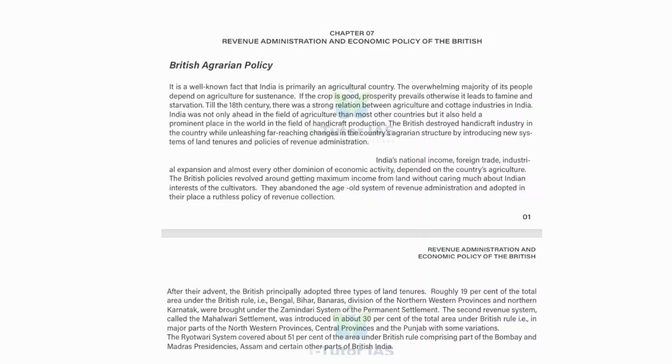It is a well-known fact that India is primarily an agrarian country, and the overwhelming majority of its people depend on agriculture for sustenance. If the crop is good, prosperity prevails, otherwise it leads to famine and starvation. Until the 18th century, there was a strong relation between agriculture and cottage industries in India, and India was not only ahead in the field of agriculture compared to most other countries, but it also held a prominent place in the world in the field of handicraft production.